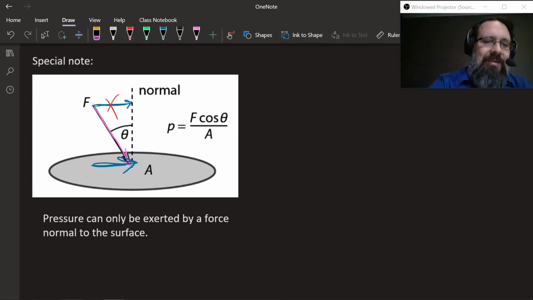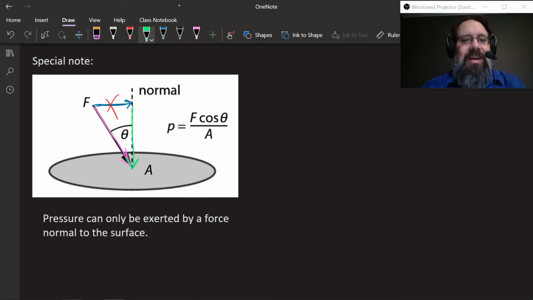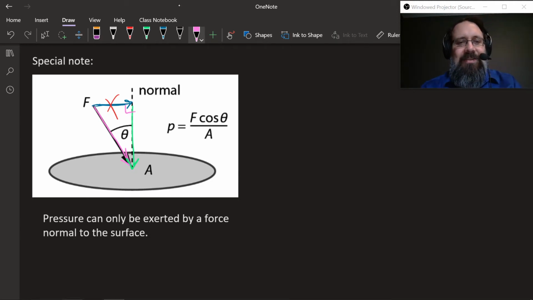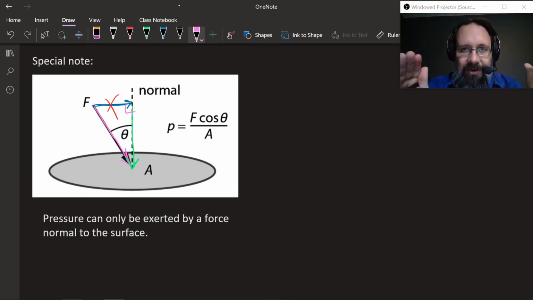I'm trying to erase that arrow. That was gross. Okay, here. So this component is the component that actually exerts the pressure. And so you can see from the right triangle that we've drawn here that that's the cosine. That's the side that's adjacent to that angle that we're measuring to the normal, where the normal is a line that makes a perpendicular to the surface. So pressure is always that green line that I drew there. It's always that perpendicular to the surface.